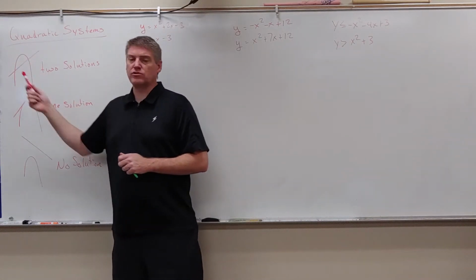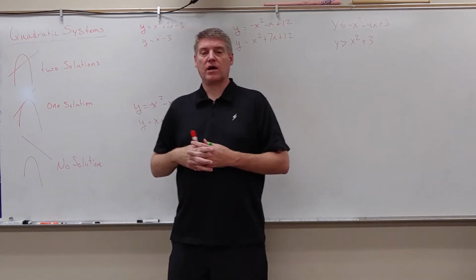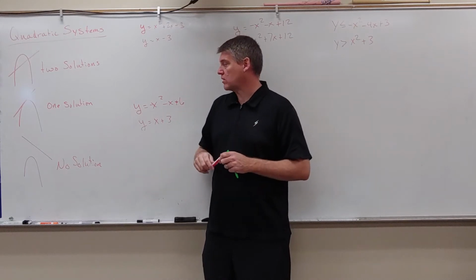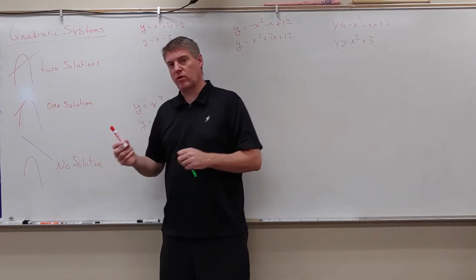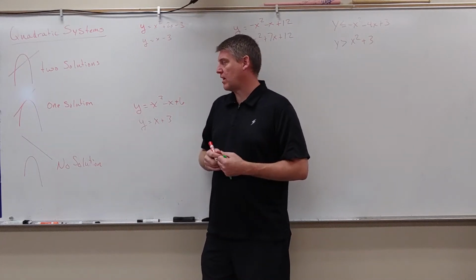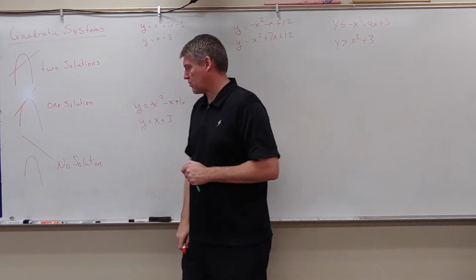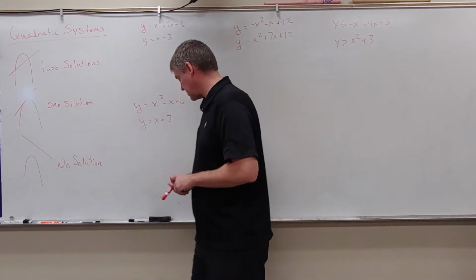So I could have two solutions, right? That line passes through the quadratic twice. If it's two quadratics, they could intersect twice also. One solution, they're just going to touch in one point, no others, so the line does not go through, quote unquote, the inside of the parabola. And then we have no solution, so there's no points of intersection.